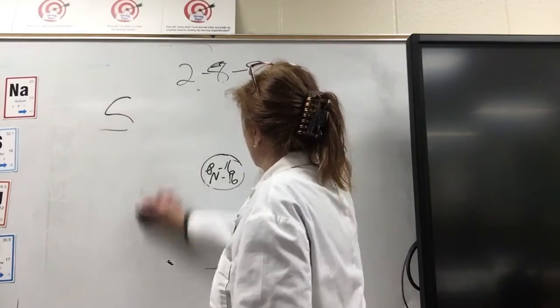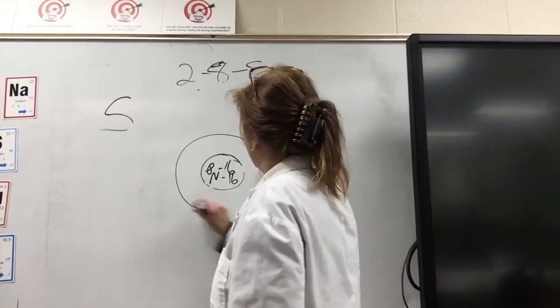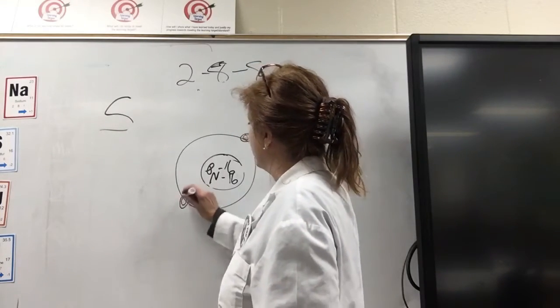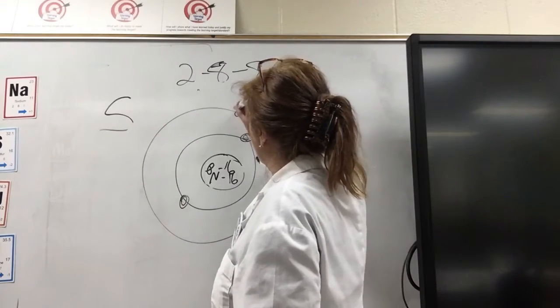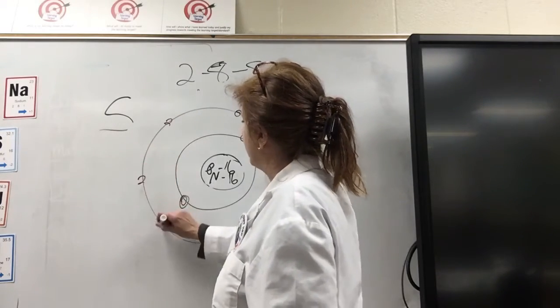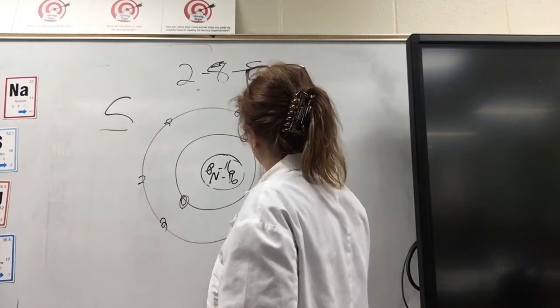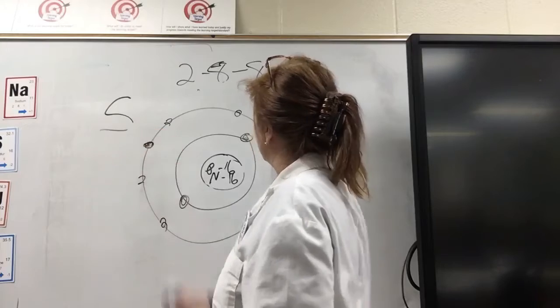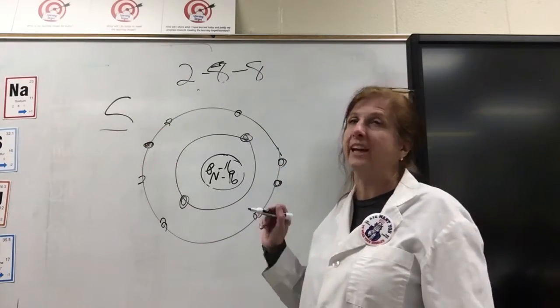You do it with your little colored beads first. So you got 16 of them. 2 go in the first one. 1, 2. 8 go in the next one. 1, 2, 3, 4, 5, 6, 7, 8. So I've got 8 on the second one. So now I've got 10. It's the same as neon.